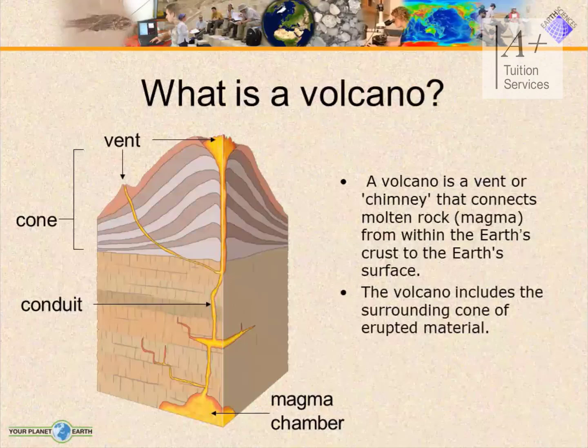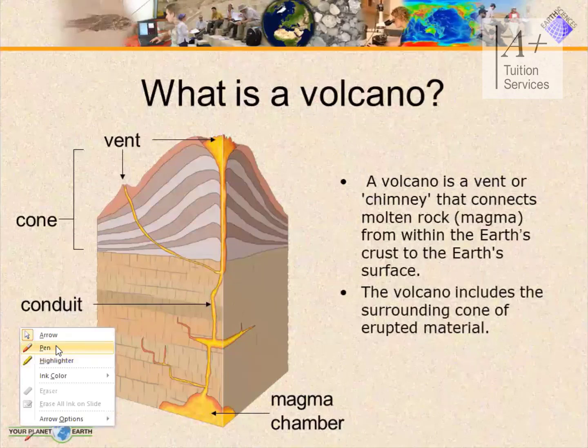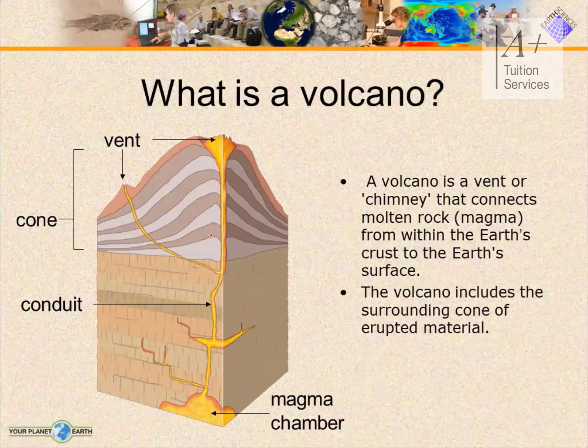What is a volcano? A volcano is a vent or chimney that connects molten magma or molten rock from within the Earth's crust to the Earth's surface, right? So basically, a volcano is an opening or a vent in the Earth's crust.